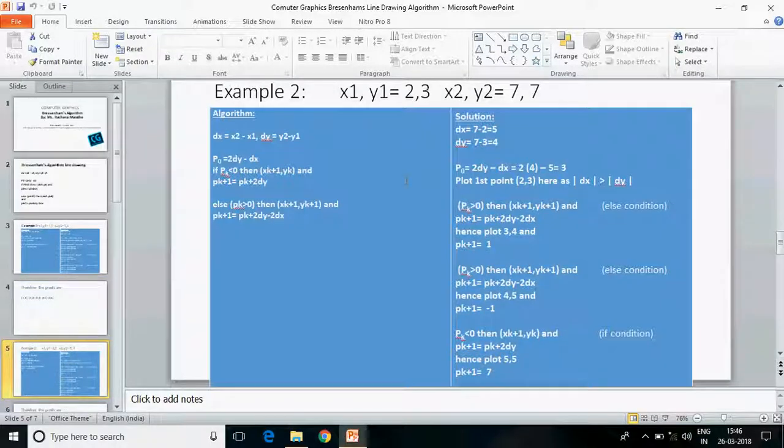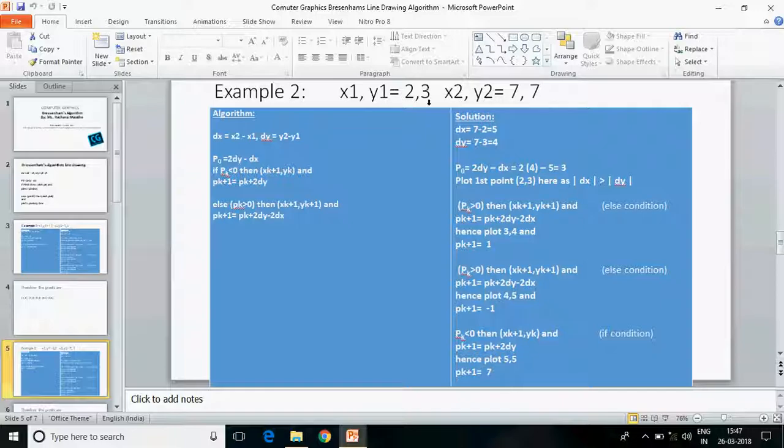Let us look at another example, example 2, where the first point of the line is 2, 3, and x2, y2, the end point of the line, is 7, 7. Here also similarly I have kept the algorithm on the left hand side and the solution on the right hand side. You can compare in parallel as you solve the line.